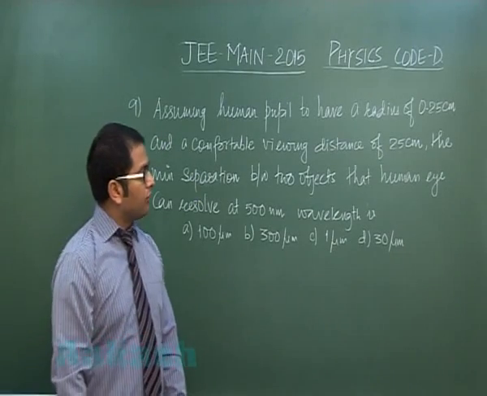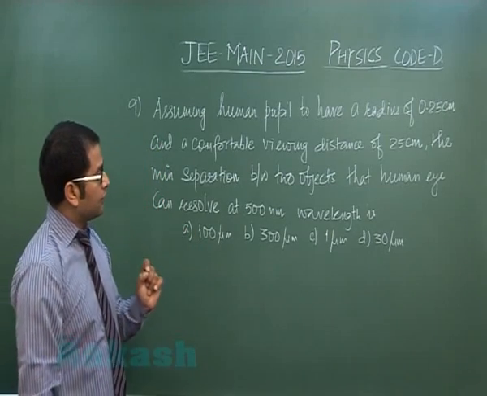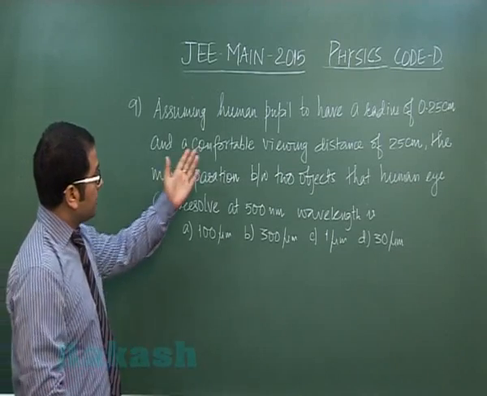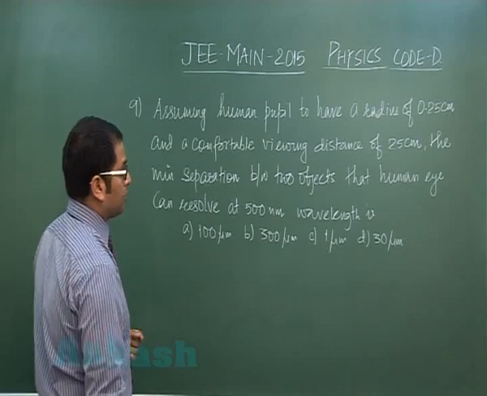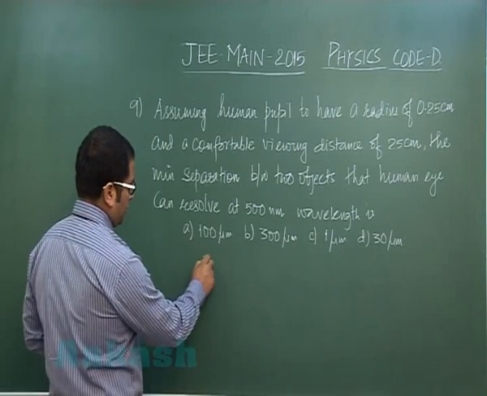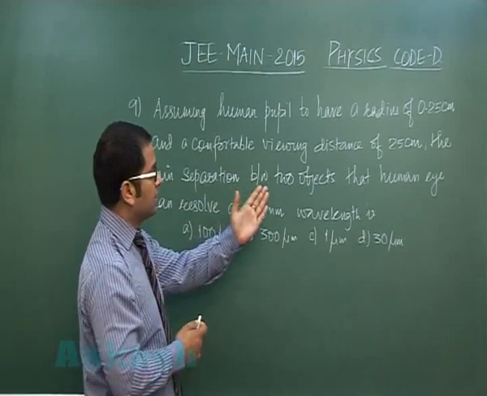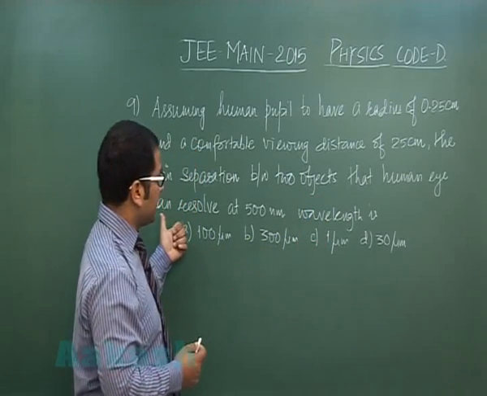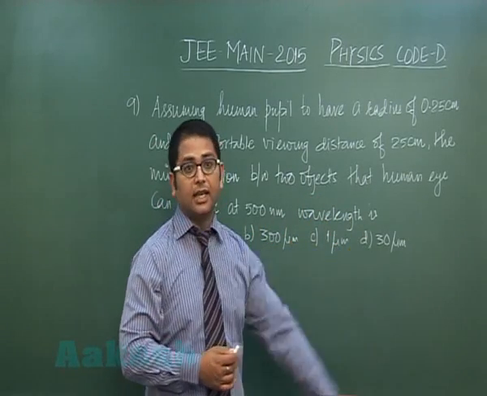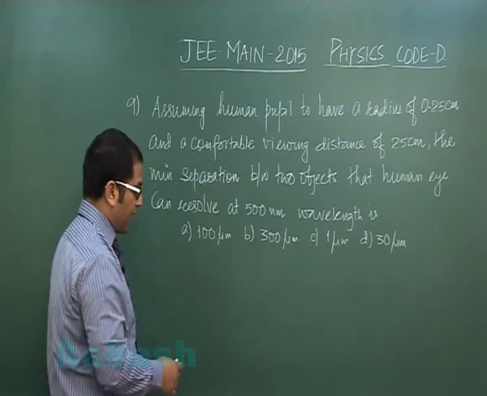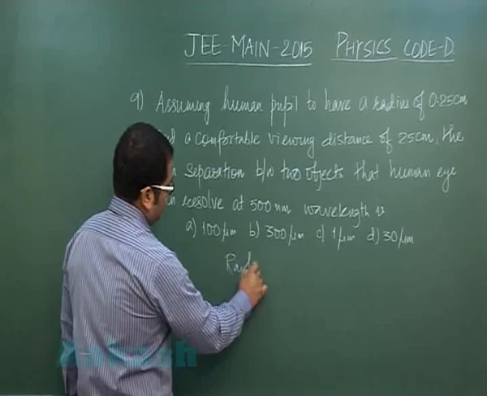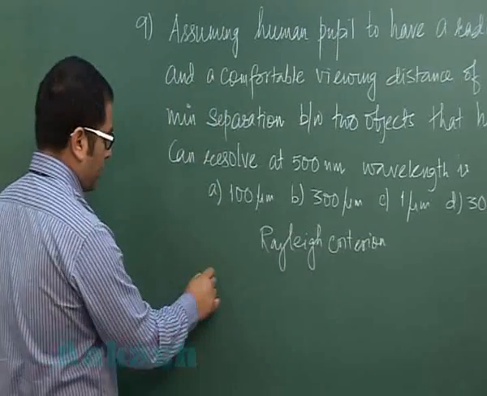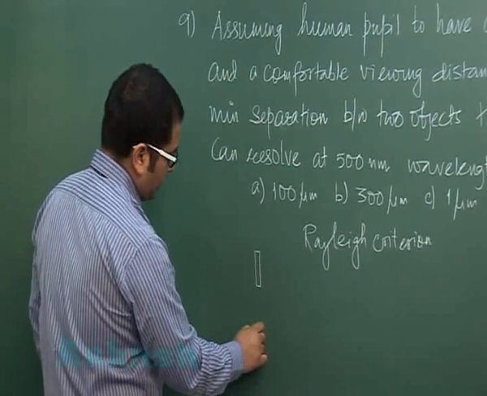Question number 9 is from wave optics, and particularly it has been taken from the portion where we deal with the limit of resolution. Assuming the human pupil to have a radius of 0.25 centimeter, and a comfortable viewing distance of 25 centimeter, the minimum separation between two objects that the human eye can resolve at this wavelength is asked. So this has to deal with diffraction and particularly the Rayleigh criterion, where Rayleigh gave the criterion for distinctly resolving two different objects.